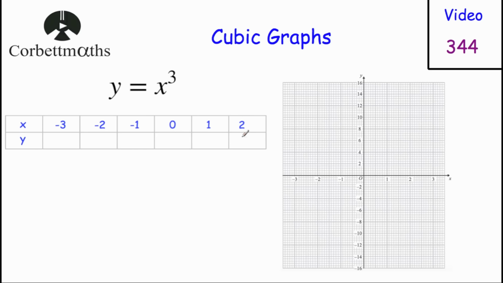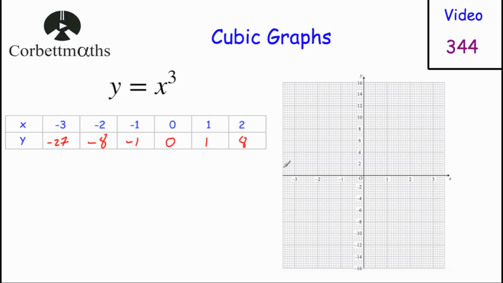2 times 2 times 2 is 8. 1 times 1 times 1 is 1. 0 times 0 times 0 is 0. Negative 1 times negative 1 times negative 1. Well, negative 1 times negative 1 is 1. And times that by negative 1 is negative 1. Because a negative times a negative times a negative is a negative. Then we've got negative 2. So negative 2 times negative 2 is 4. Times negative 2 is negative 8. And finally, negative 3 times negative 3 times negative 3 would be negative 27.